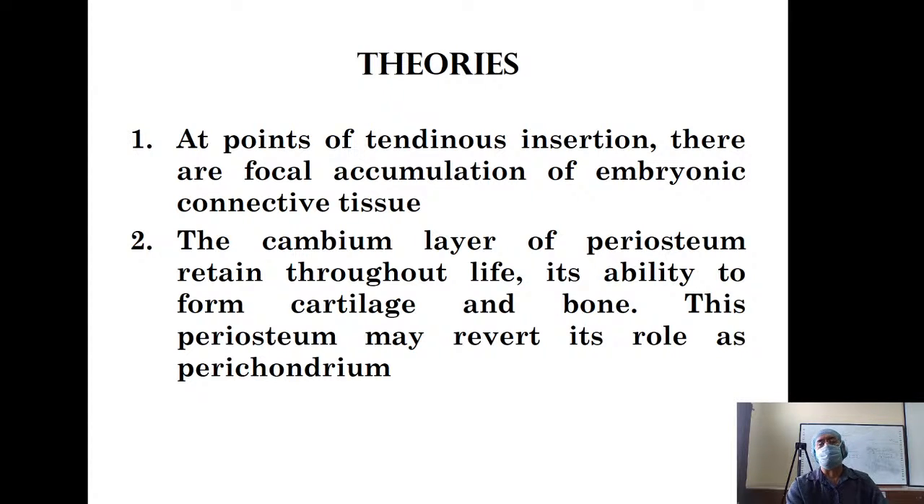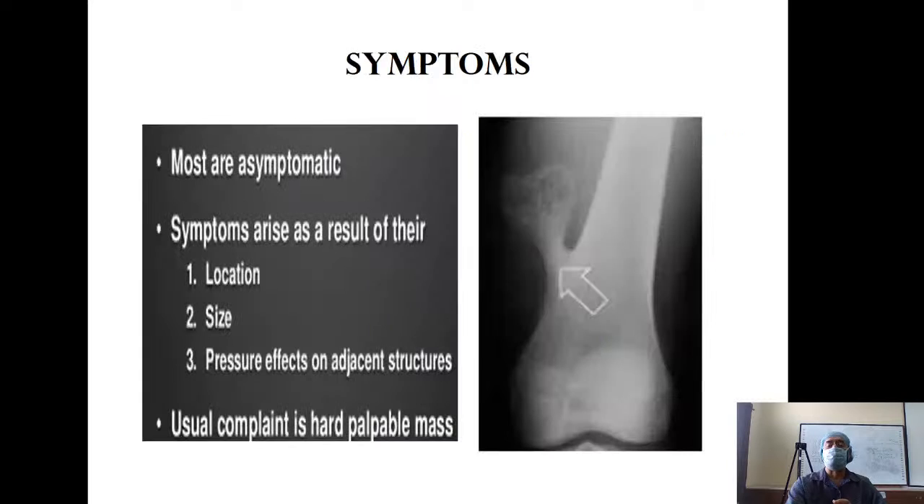Why do these osteochondromas come into existence? There is no specific theory about this, but two theories are suggested. It can occur at the points of tendinous insertion that we have seen previously, because there is some accumulation of embryonic connective tissue which may lead to ectopic growth, and it will lead to a tumor-like formation. That is one theory. The other theory is the persistent cambial layer. If it persists throughout life, then it will form cartilage and bone, and it may lead to osteochondromas. So these are some of the theories bandied about regarding the origin of osteochondroma.